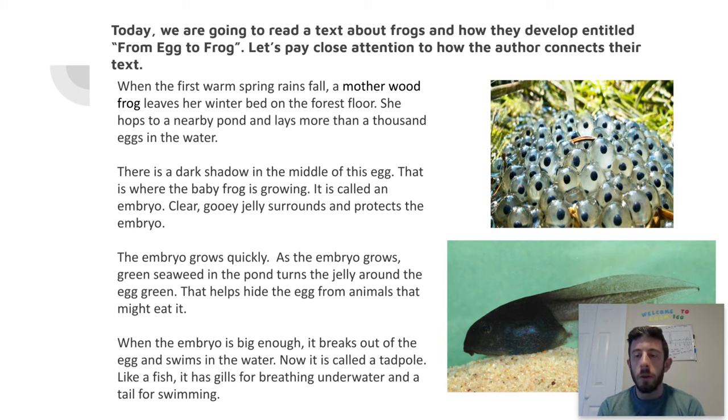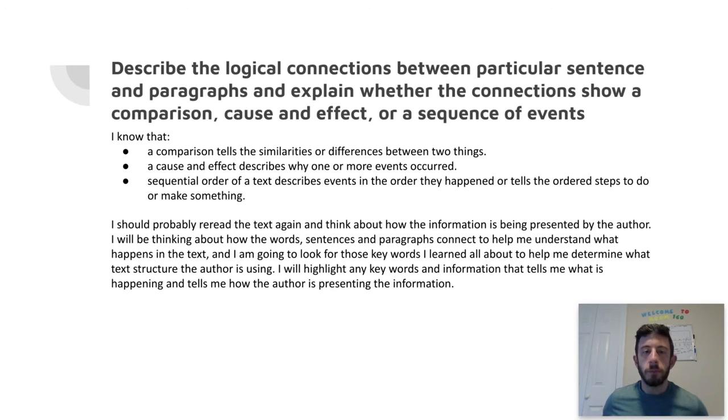But we also need to consider, how is the author organizing this information? Well, what could he be comparing? What could he be putting in a sequence? What cause and effects are inside this text? So, just to recap, I know that a comparison tells similarities or differences between two or more things. A cause and effect describes why one or more things occur. And then sequential order puts things in time order, or tells the ordered steps to do or make something, or the ordered steps that things happen.